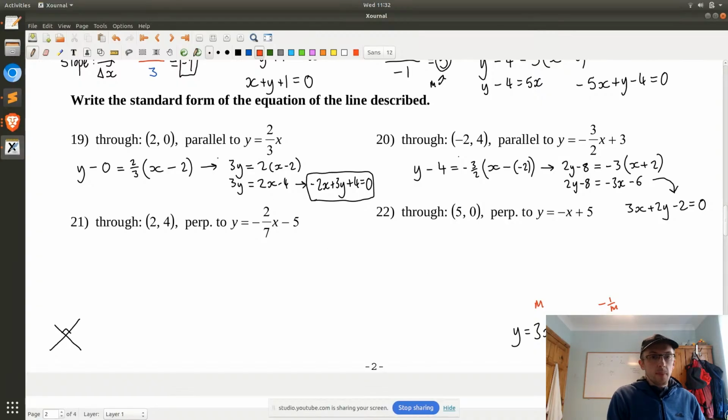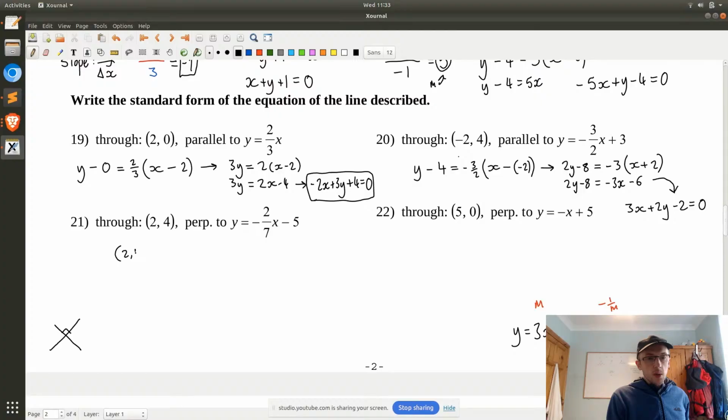Okay? So 1 over m is just the reciprocal of m. And to do the reciprocal of a fraction, you literally just flip it. 3/5, for example, becomes 5 over 3. In this case, negative 2 over 7 would become negative 7 over 2.